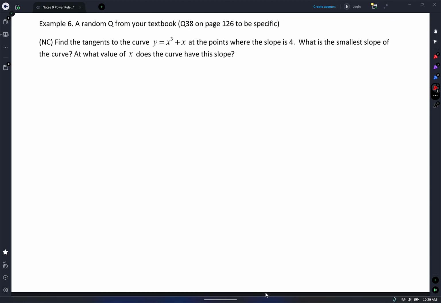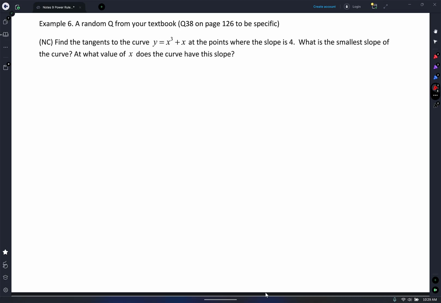A random question from your textbook. Well, you guys don't have textbooks, but when I type this out, this is the textbook that this district uses, so I put the reference there. It says, find the tangent to the curve y equals x cubed plus x at the points where the slope is 4. What is the smallest slope of the curve, and at what value of x does the curve have this slope? Okay, so it's asking several questions.